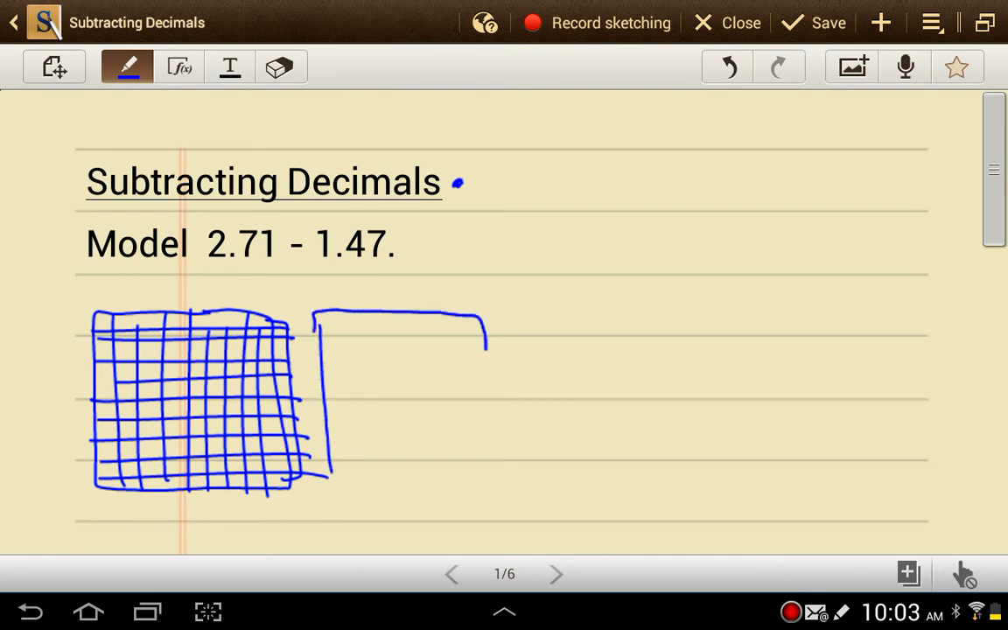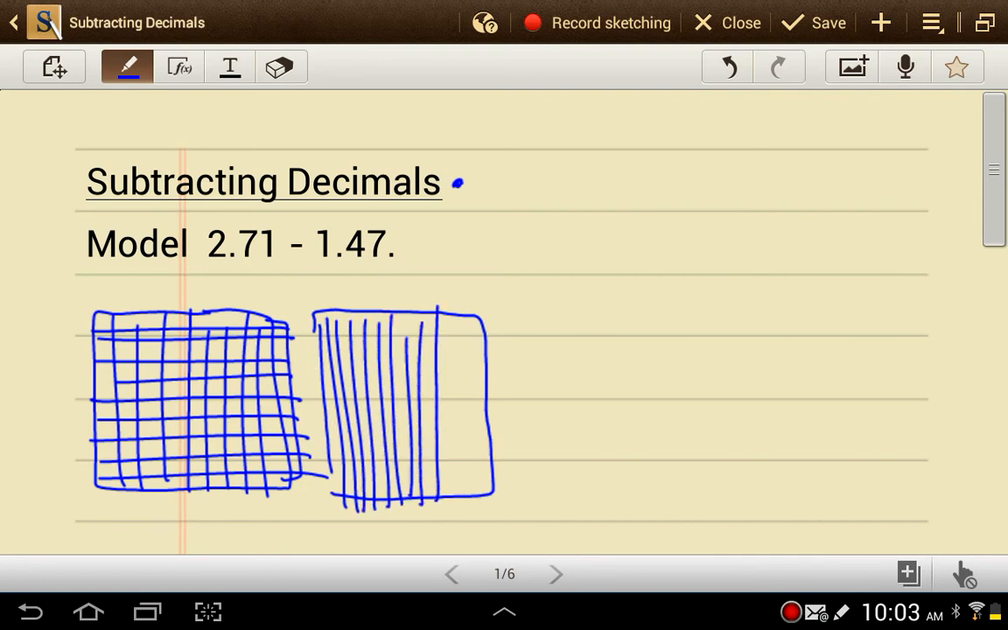Okay, and I'm going to make another one. That's not very even, but that's okay. That's going to represent my 2. And then for my 0.71, what I'm going to do is make tenths.